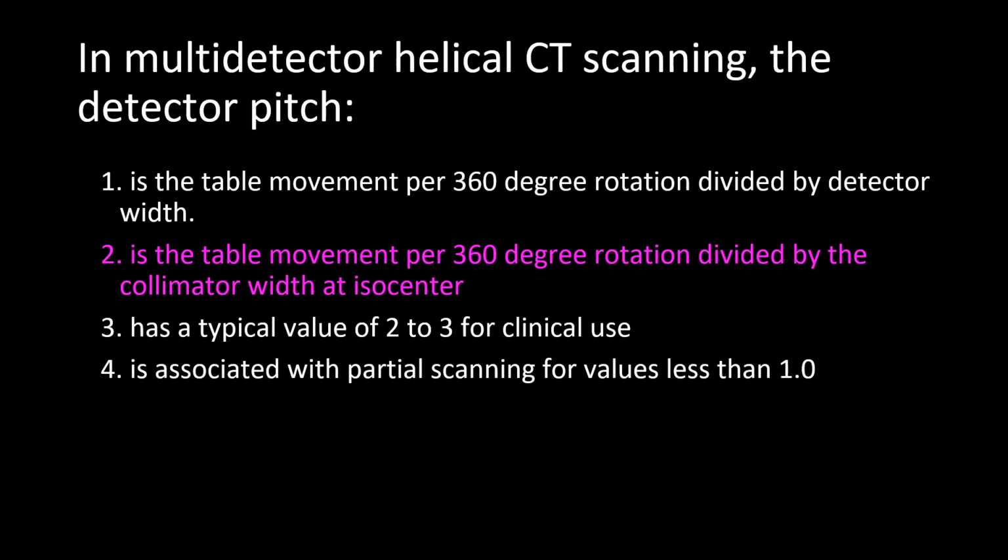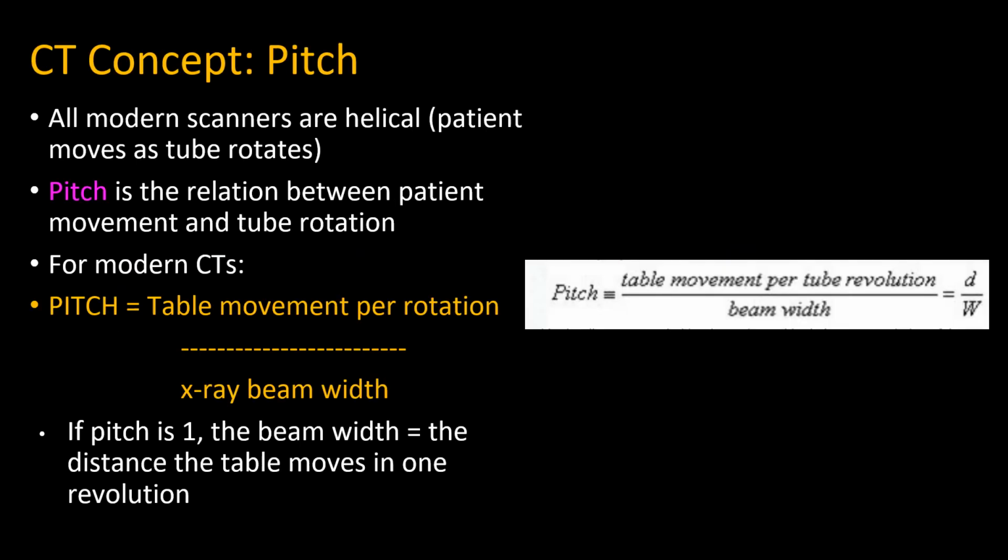And pitch is an important concept, so we'll talk more about that. All modern scanners are helical, and pitch has to do with the relationship between patient movement and tube rotation. For modern CTs, pitch equals the table movement per rotation over X-ray beam width. Remember, we've already learned that beam width is the same as collimator width. So if the pitch is 1, that means that beam width is equal to the distance the table moves in 1 revolution.